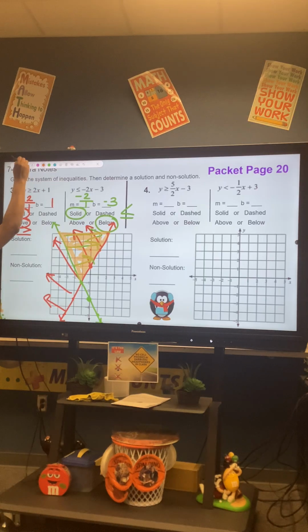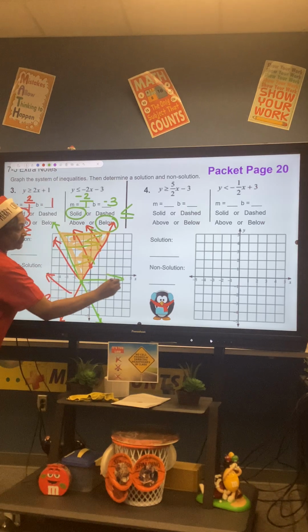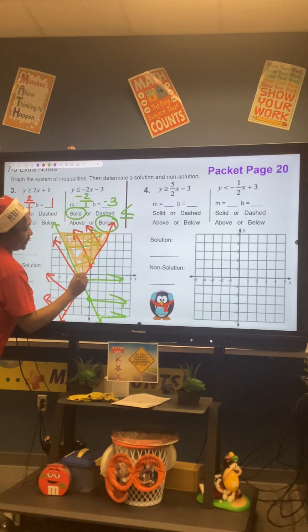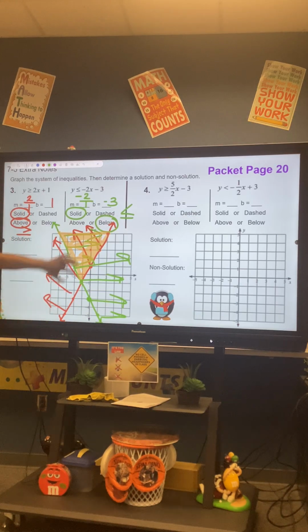Now, I'm gonna tell you, you can take them green lines, you can just run them anywhere you want to. It doesn't matter. Go on out here. You can. But the part that really matters is where they're gonna overlap.